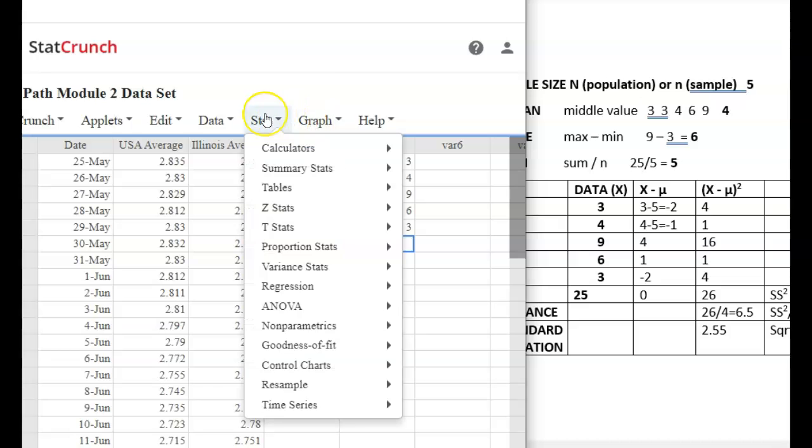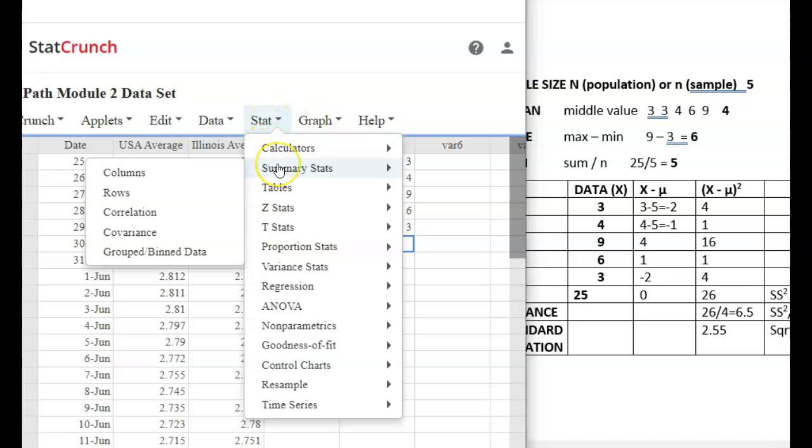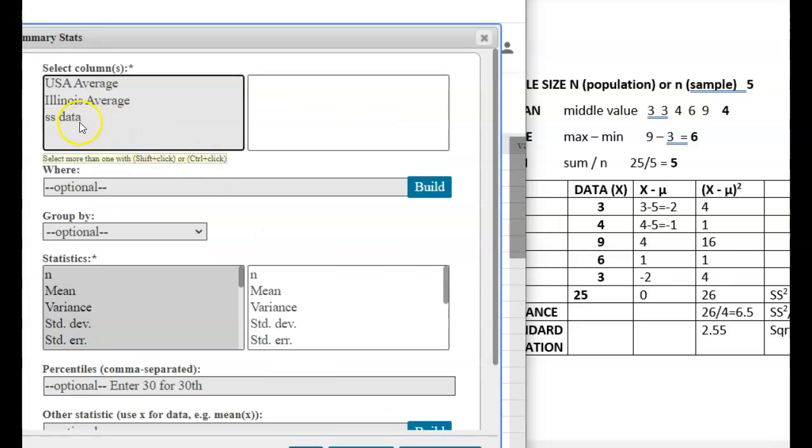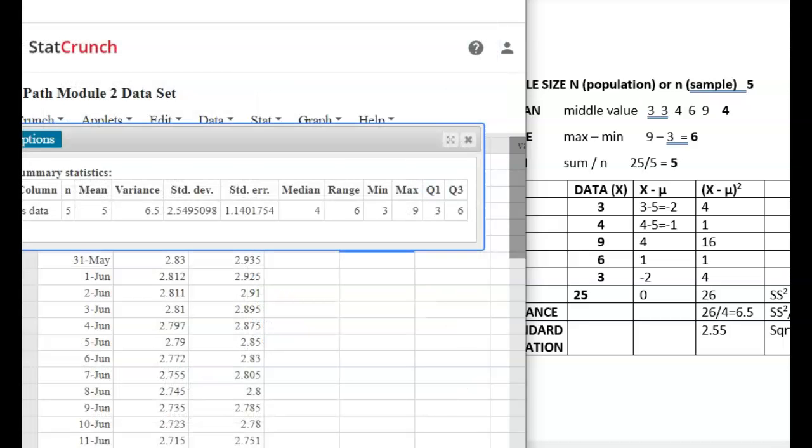And now I want to use StatCrunch to calculate these values for me that I just did manually. So I'm going to say stat, summary stats. I'm talking about a column here. And this is my data right here, SS data. That's the name I gave it. It's up here. And we are going to compute that data. I'm not sure if you can see that, but that's at the bottom of the screen. I'm going to select compute.